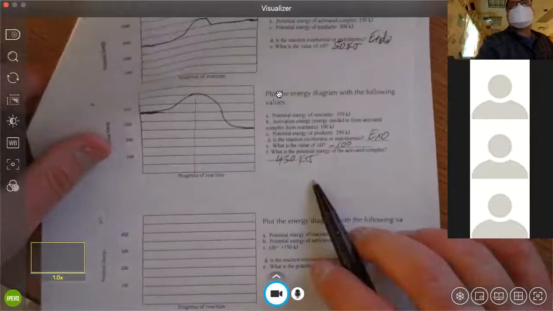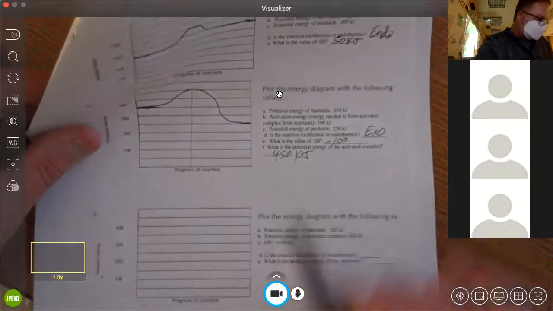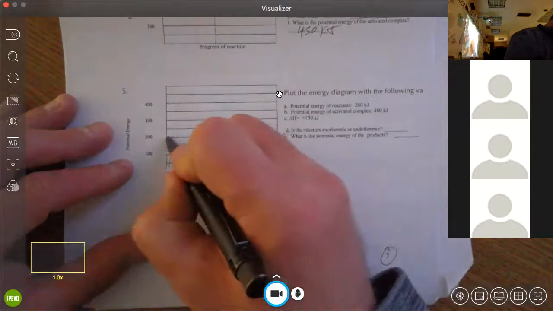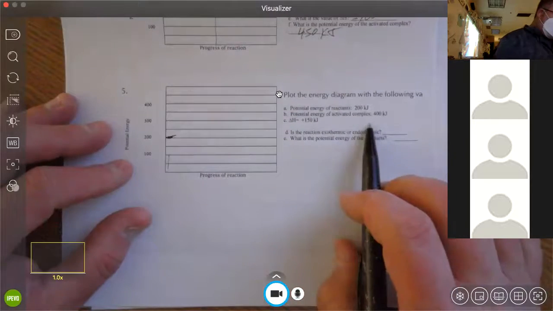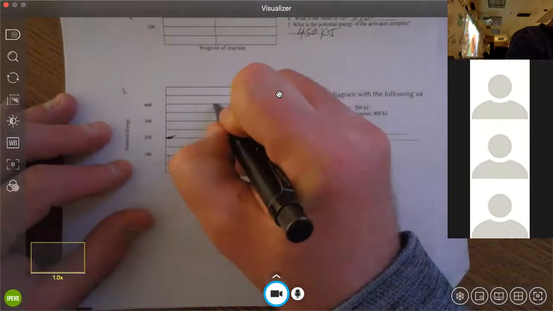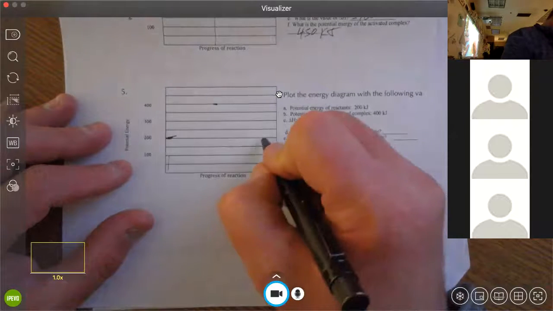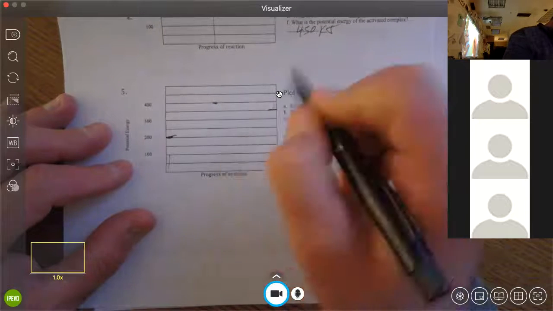Easy enough. Check your answers on that one. Potential energy of reactants is 200, products 100, and the activated complex 400. And delta H is plus 150. So it's endothermic, 150.